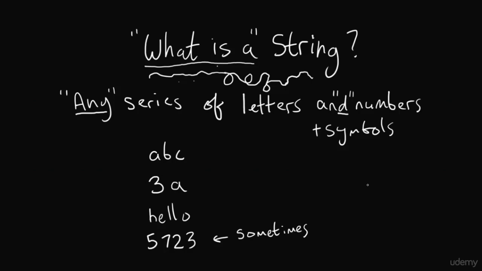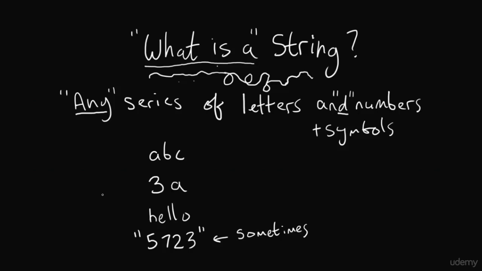So some more examples of strings would be the letters "ABC", the string "3A", the word "hello", or the numbers "5723". Now note, next to the numbers I put "sometimes". That's because if you only have numbers, sometimes this is stored in memory as a number, and sometimes it's stored in memory as a string. It's easier to tell sometimes by putting something that you're sure is a string inside quotes. Now this number won't be misinterpreted as a number, it's clear that it's a string.